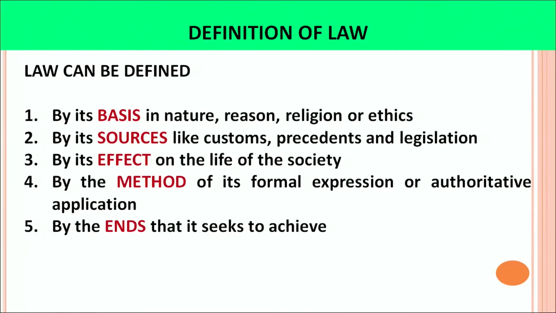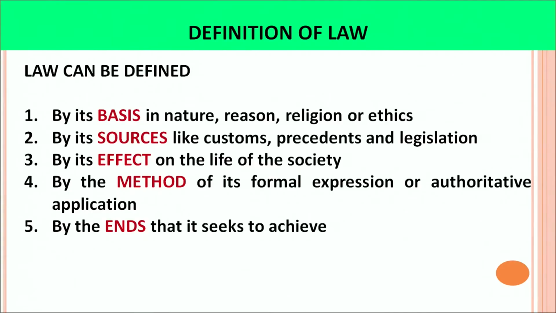Now, as you have already seen, the definition of the law can have various bases. There are various parameters on the basis of which the definition of the law has been derived. Some have given their definition on the basis of nature, reason, religion or ethics. Some define law on the basis of the sources from which the law has been derived, for example custom, precedent and legislation. Others say that the law can be defined on the basis of the effect it is going to have on the life of the society.